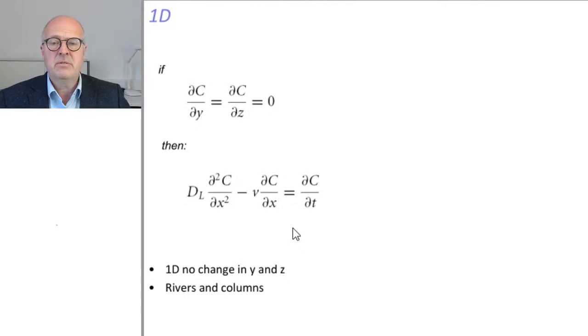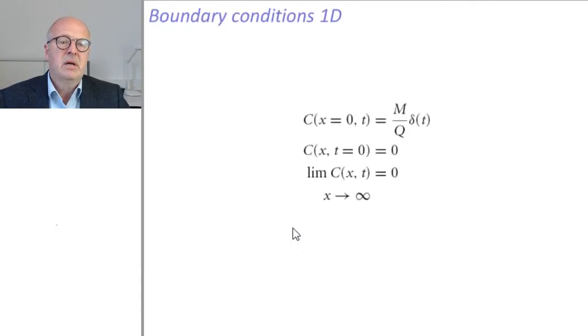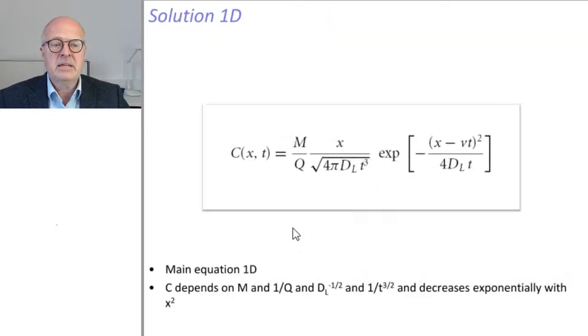Now this differential equation can be solved. We need to define boundary conditions, which is the injection mass per flow, so mass of tracer divided by flow. We need to define that in the beginning, before the experiment, there was no tracer, and at infinite time there's no tracer either. And for that case, we get this beautiful equation for one-dimensional transport.